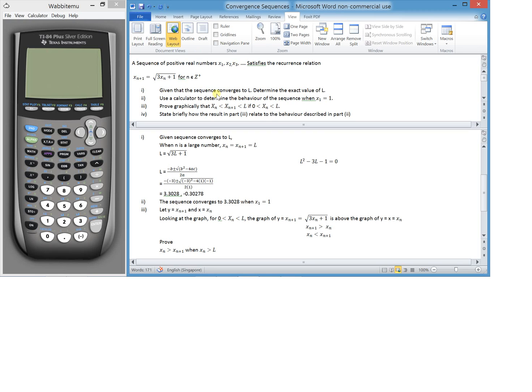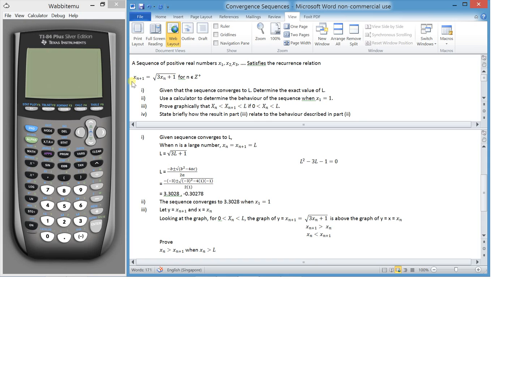Now let's say my x2 is 2. If my x2 is 2, this will be 6 plus 1, 7, the square root of 7. So my x3 is the square root of 7. So on and so forth. And this is a sequence.